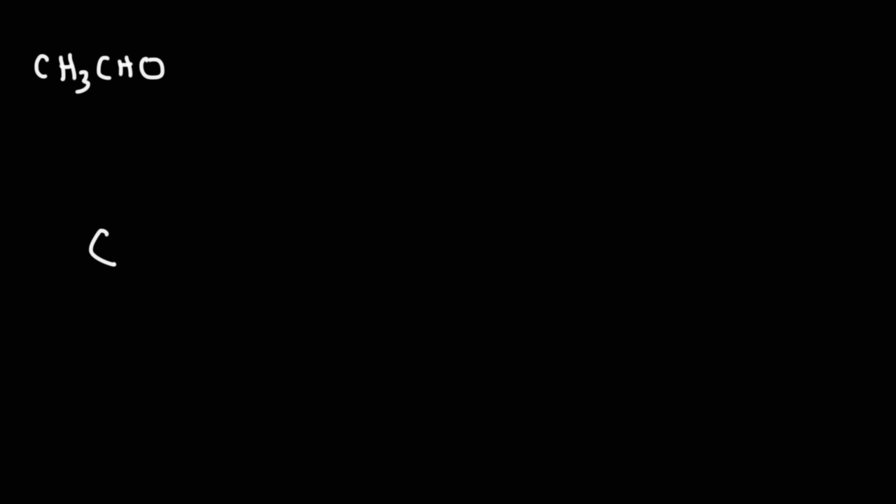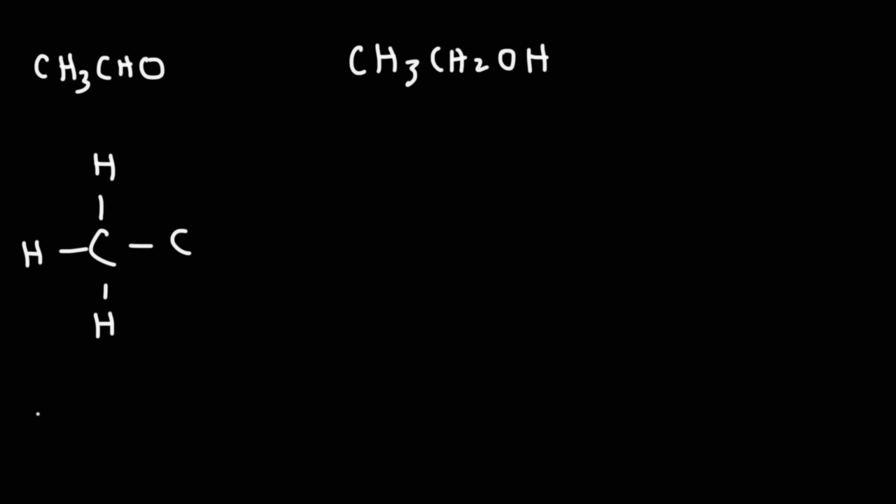To draw it out, we have a carbon. Carbon likes to form 4 bonds. So this is a CH3 next to another carbon. Now we have a hydrogen and an oxygen. If you were to see CH3, CH2OH, this is an alcohol. If you were to see CHO, this is an aldehyde functional group.